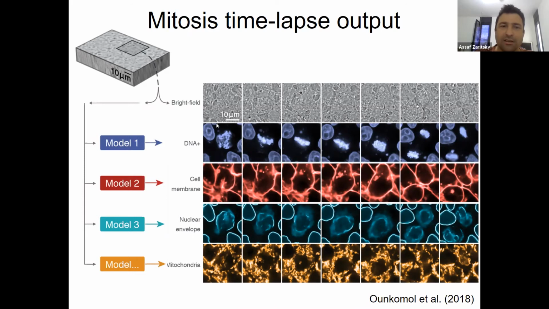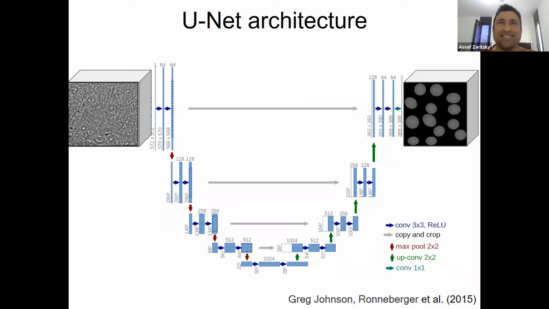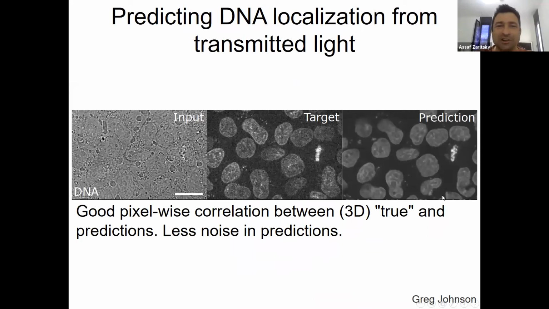Okay, so the architecture is just a U-Net, it's the same thing. And here you can see some examples: this is the input, this is the target, this is what you want to do, and this is the prediction. Notice that it's not only that we get a nice prediction of the localization, actually the prediction looks even nicer than the ground truth image. Why is that?